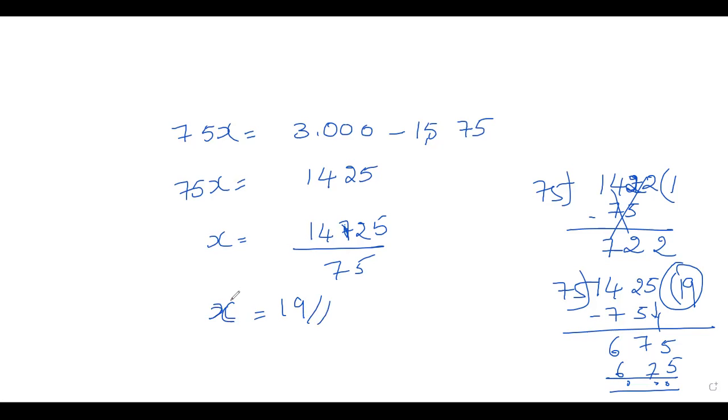So what did we take x as? Firstly, we took it as x, right? What did we take? Number of winners. Okay, the number of winners is equal to 19. Okay, children.